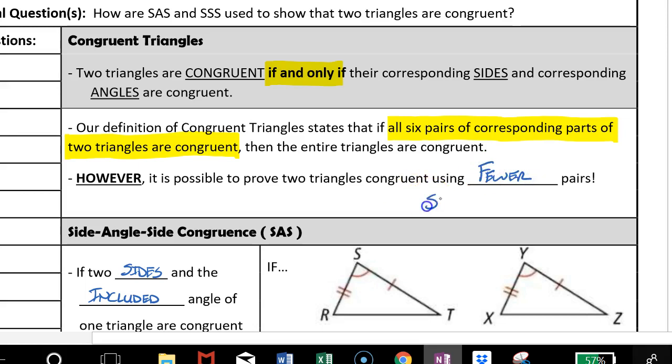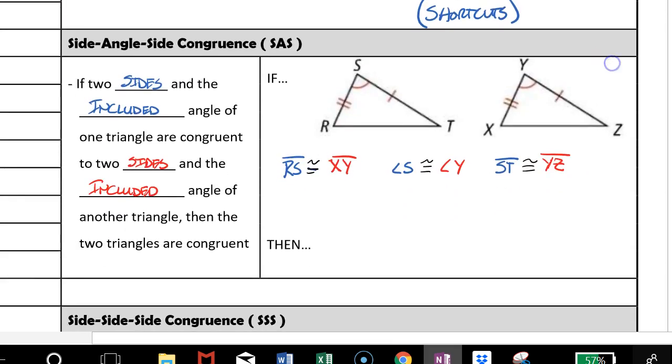You can think about these as shortcuts to congruence. So the first shortcut we have is side-angle-side congruence. What this states is if 2 sides and an included angle of one triangle are congruent to 2 sides and an included angle of another triangle, then we can say that the full 2 triangles are congruent.